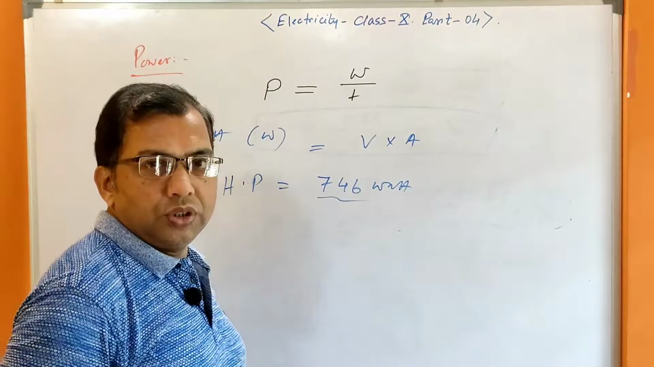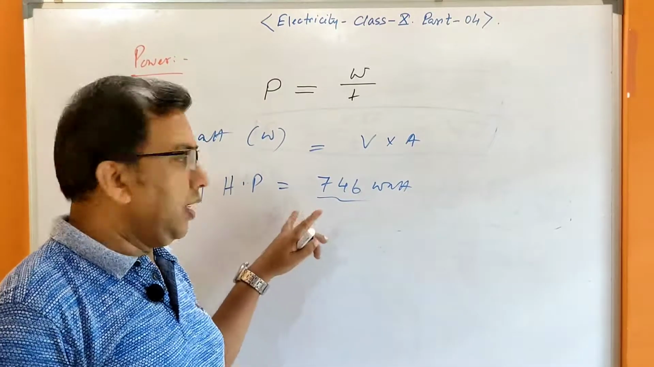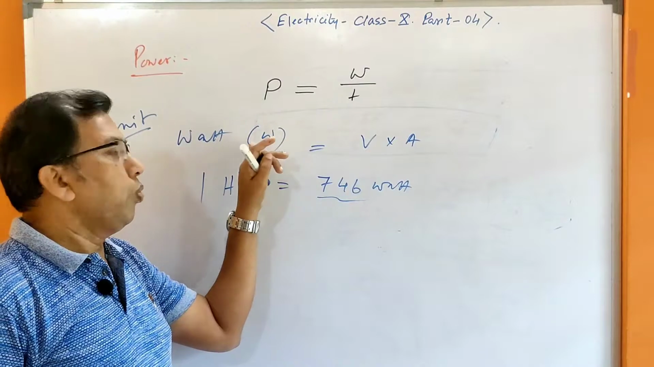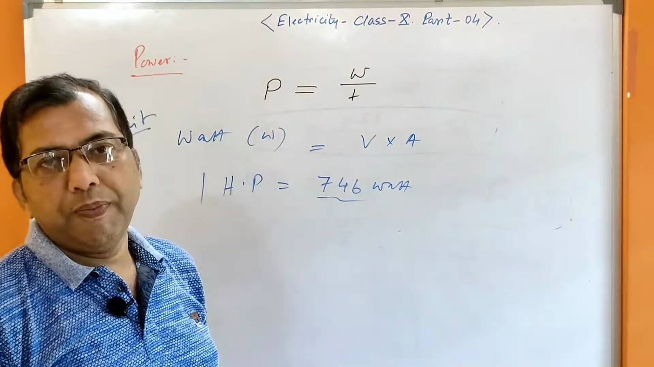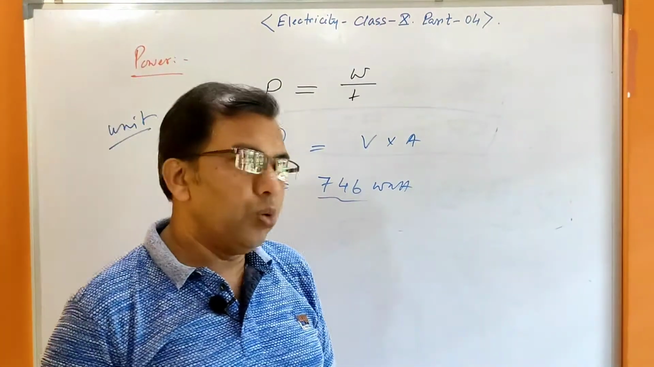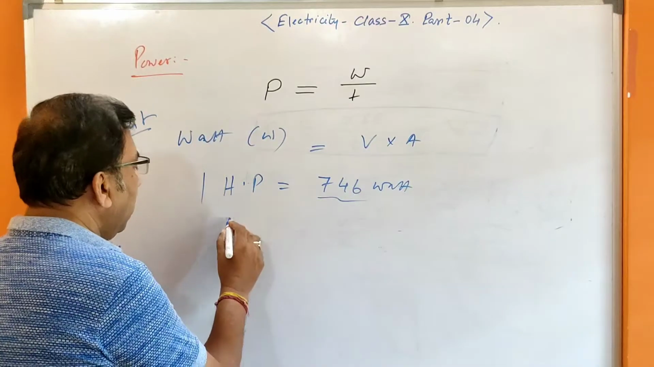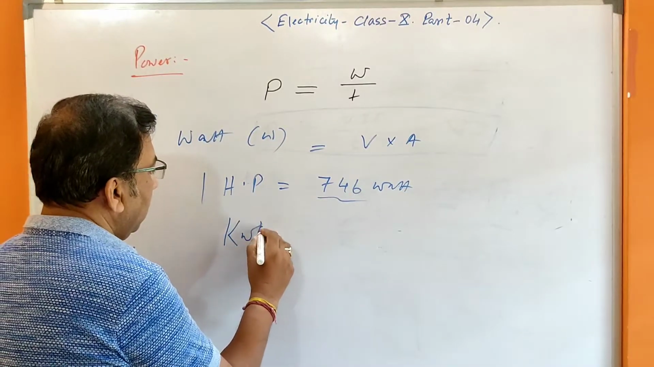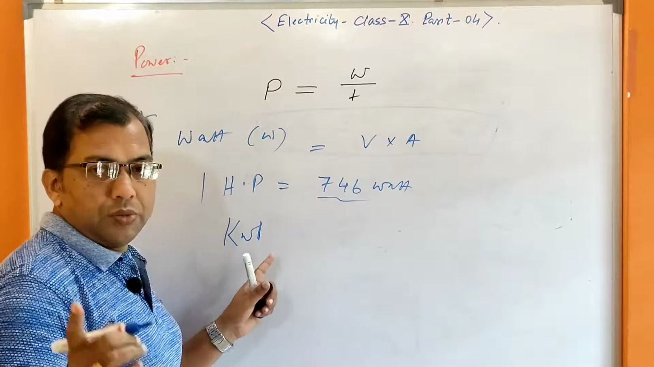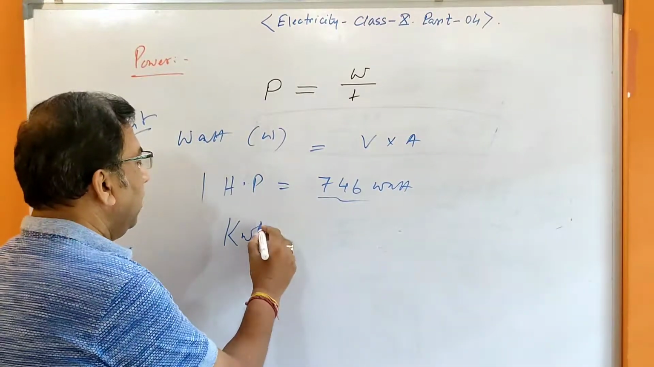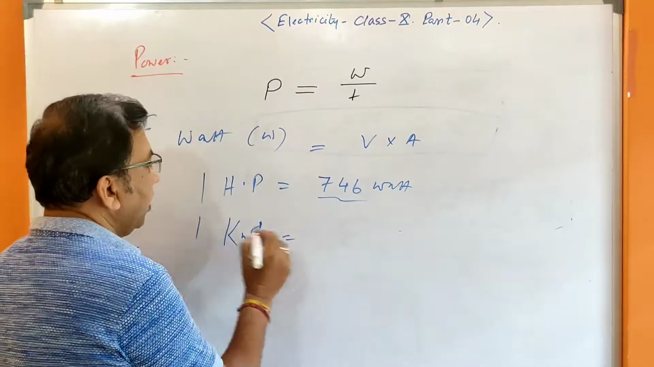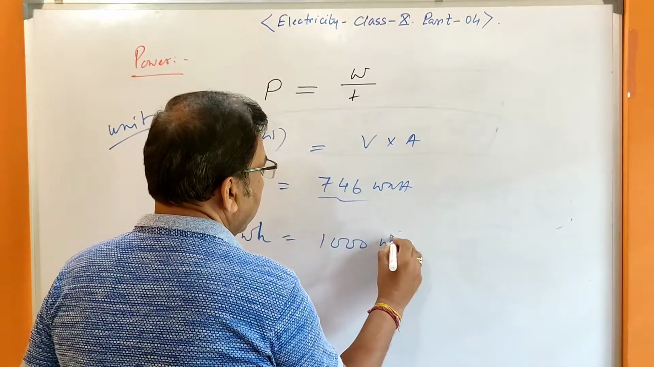This is the practical unit of power, and it is the watt. What is the relation with the kilowatt hour? It is the commercial unit. That means 1 kilowatt hour equals 1000 watt hour.